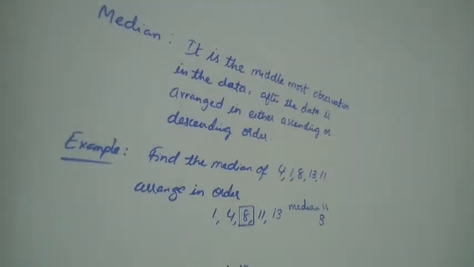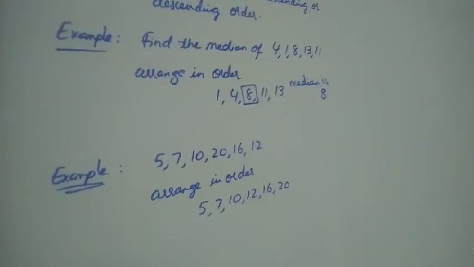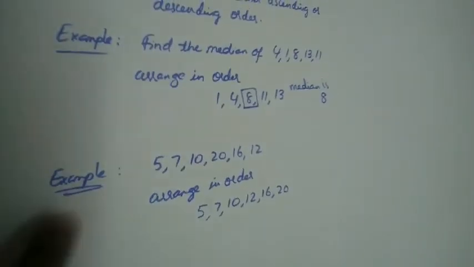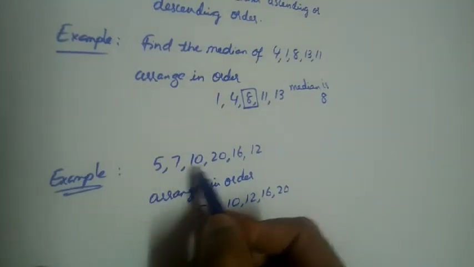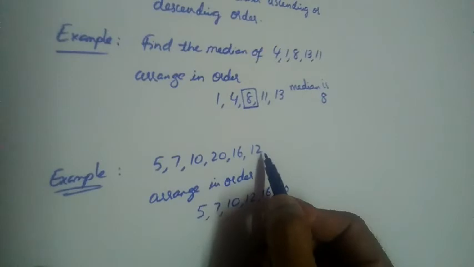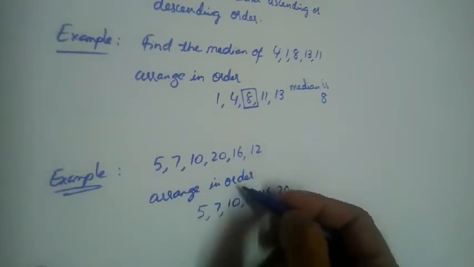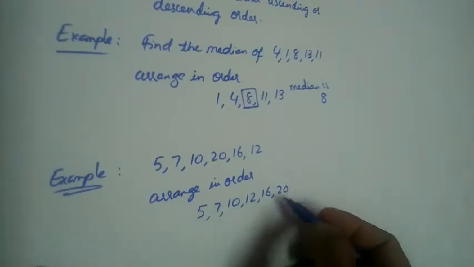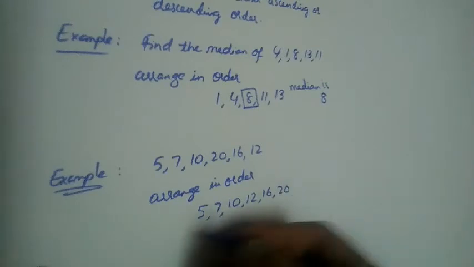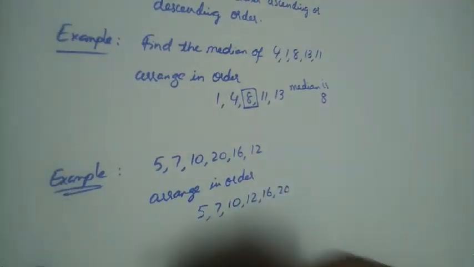Let us see one more example. In fact, we'll see a few more examples. Let us find the median of 5, 7, 10, 20, 16 and 12. Let us arrange that in order: 5, 7, 10, 12, 16, 20. I have arranged this in ascending order. You can arrange in descending order also.